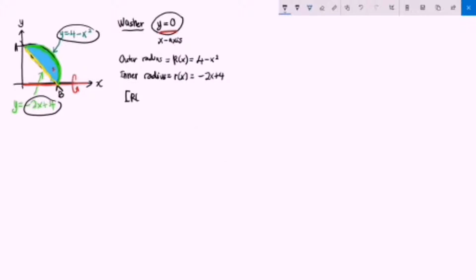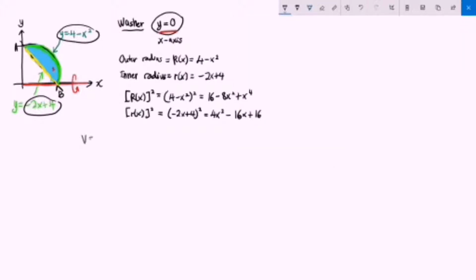So we first find the outer radius squared, meaning that we square 4 minus x squared. We expand this one, so we get 16 minus 8x squared plus x to the power of 4. And then the inner radius squared: negative 2x plus 4 squared. We expand this one, we get 4x squared minus 16x plus 16. So this is our R of x squared and r of x squared for the outer radius and inner radius. Now we can find the volume.